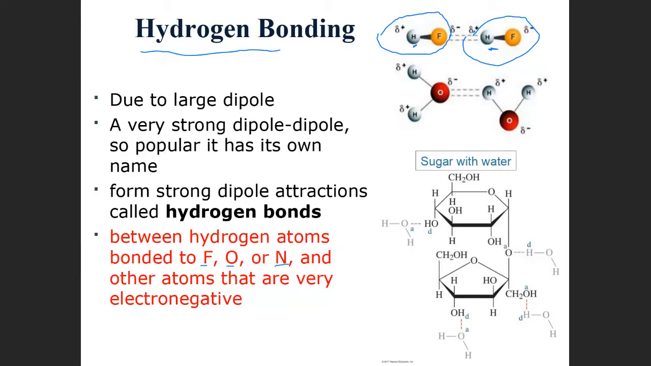And in this case, there will be a dipole-dipole interaction, but because it is the interaction between the hydrogen atom and the fluorine atom, that will make it very strong, a stronger version. So that's a very strong dipole-dipole, called the hydrogen bond, and it is between hydrogen atoms bonded to fluorine, oxygen, and nitrogen.